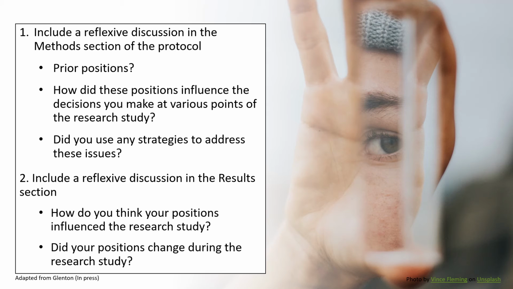Glenton and colleagues have an article in press right now and recommend that we use a reflexive discussion in the methods section of the protocol for a systematic review, where we consider our prior positions, how those positions influence the decisions you make at various points of the research study, and whether the researchers used any strategies to address these issues. Also, the research team should include a reflexive discussion in the results section, where they consider their positions and how that could have influenced the research study, and how their positions changed during the research study.